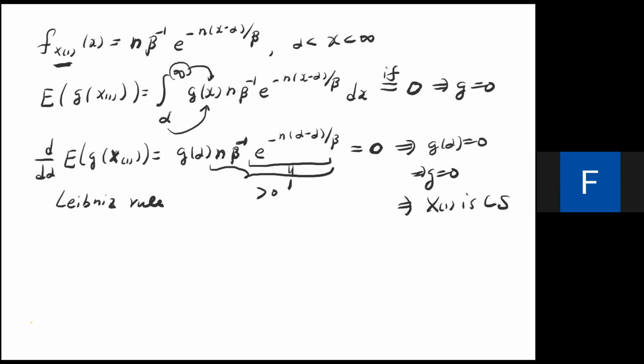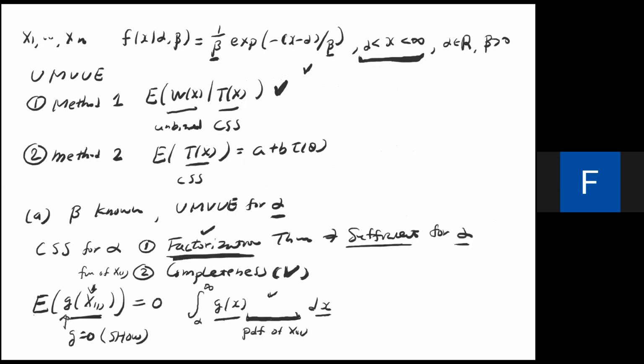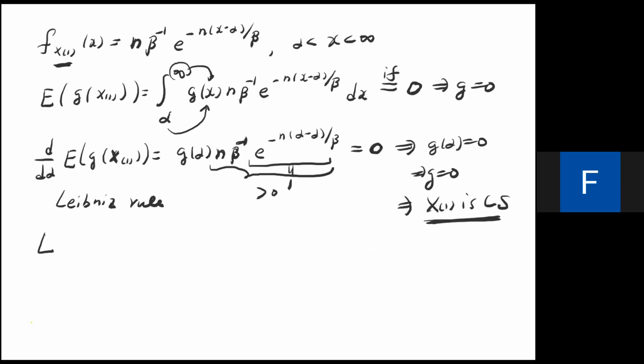So using that, I can show that X1 is a complete statistic. Then along with the factorization theorem, I get sufficiency as well. So X1 is a complete sufficient statistic. And because I know X1 is a complete sufficient statistic, I'm going to try, crossing my fingers, to get it in the form A plus B theta. Oh, actually it's alpha. Okay, good.